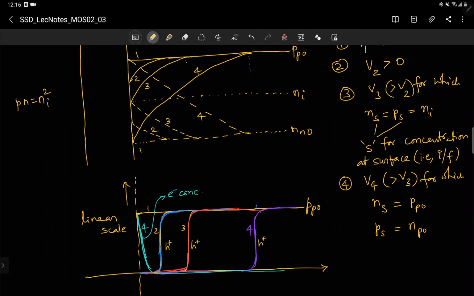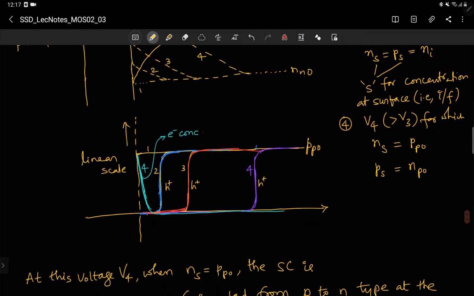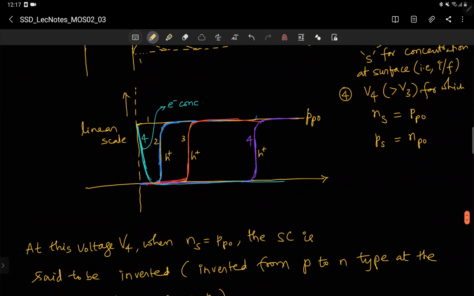So the rest are all hole concentrations. Only this particular curve is the electron concentration. Okay, so this is how it looks. You see that there is a depletion of holes. When V is up to V2 or V3 or even up to V4, there is depletion of holes over a certain distance.